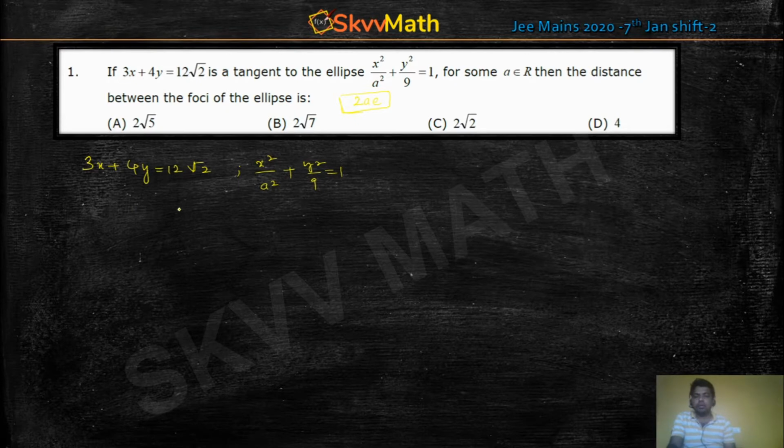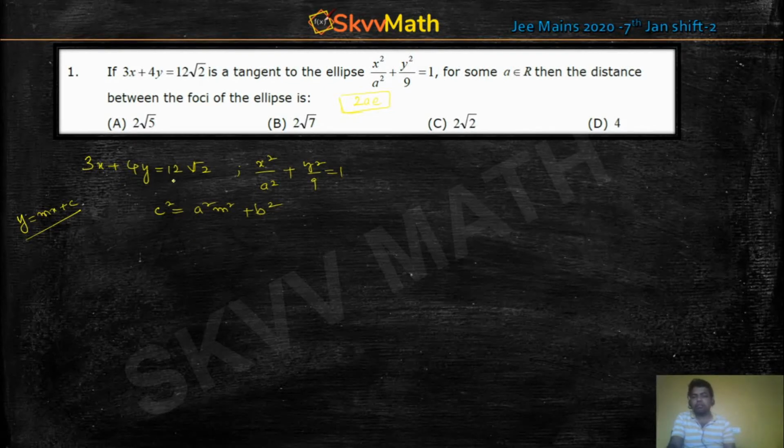First of all I use the basic formula. The condition for a line to be tangent to the ellipse is c square equals a square m square plus b square. This is the condition for the line y equals mx plus c to be a tangent to the ellipse x square by a square plus y square by b square equals 1: c square equals a square m square plus b square.